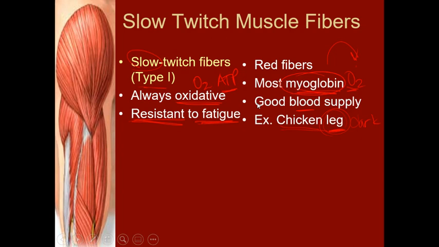Genetically, in chickens, we've bred them to be like this, but it also applies to humans, and you can see it in people too. Some people genetically are more prone to having slow twitch fibers, and some are more prone to having fast twitch fibers.